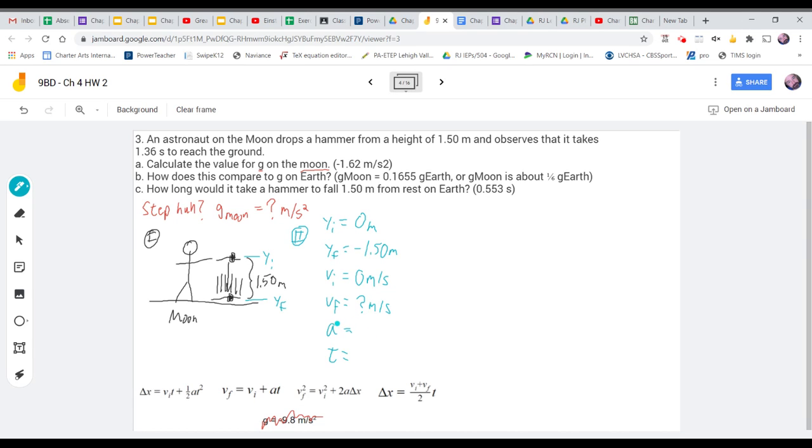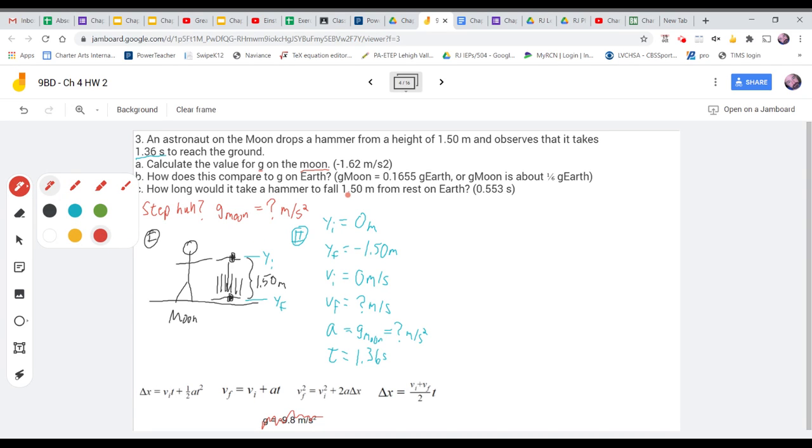a, what is accelerating this hammer? Well, it's going to be gravity, but it's not little g, the gravity on Earth. It's little g sub moon, the acceleration due to gravity on the moon, and that is equal to question mark, meters per second squared. That's actually what we're solving for. And t, how much time does it take for the hammer to go from here to here? We do know that. That is this number right here, 1.36 seconds. So I have a variable bank. I know 4 of the things, and I have 2 question marks. So that means this problem is solvable. If you know 4 things, you can solve it.